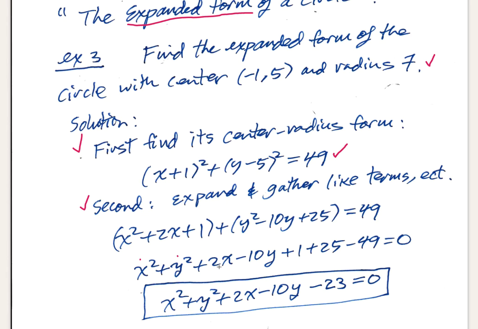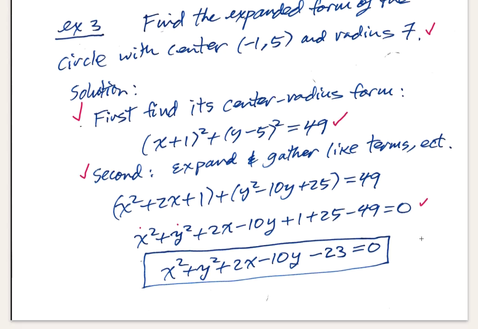And then we've got first order terms. So we've got 2x and then minus 10y. Again, x is before y. And then I've got 1 plus 25. I subtracted 49 on each side to get 0 on this side. And this boils down to x squared plus y squared plus 2x minus 10y minus 23 equals 0, if I did my arithmetic correctly. And that's our final answer for that question, so I boxed that in.